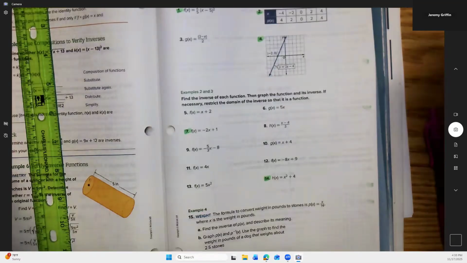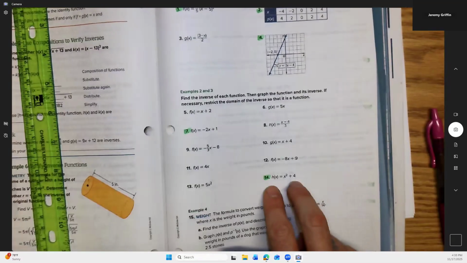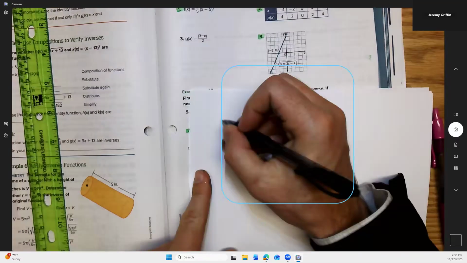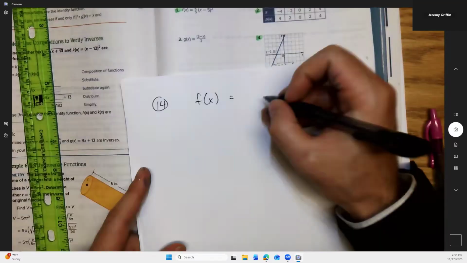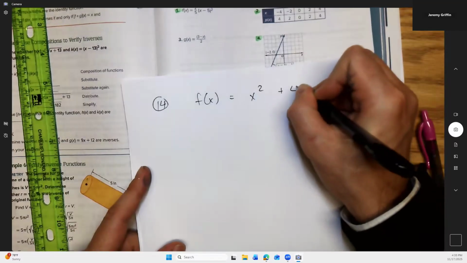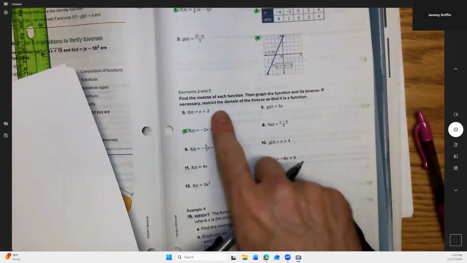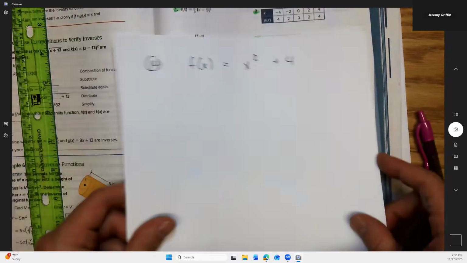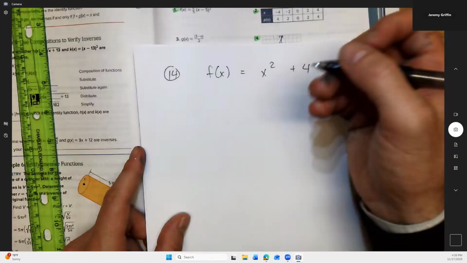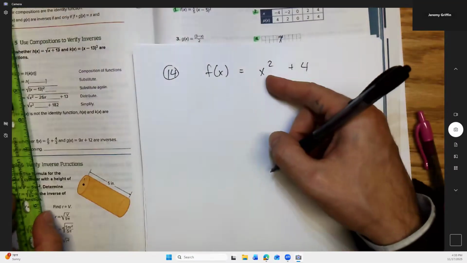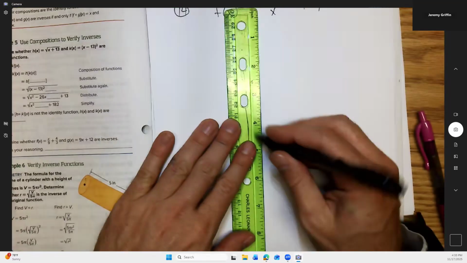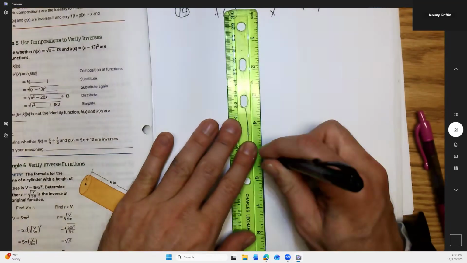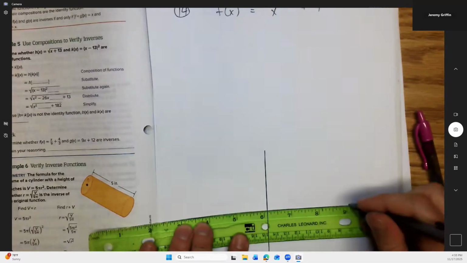Okay, number 14. Ah, here's our parabola example. They're giving us f of x is x squared plus 4. They said restrict the domain so that the inverse is a function. Well, another way to say this is, can I rewrite this to make this 1-to-1? So here, I'll get a graph going down here. I'll leave some space to do the algebra. Let's get a graph.